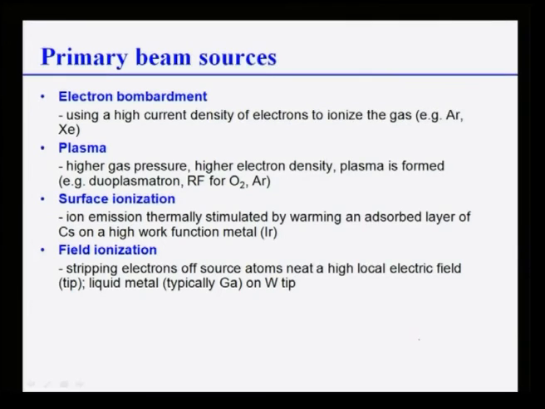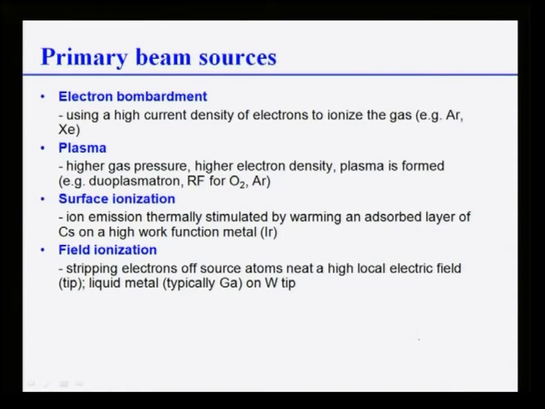You can have high current density of electrons, like to ionize basically argon or xenon. You can always use plasma. Plasma is nothing but ionic charge gas. It is a high pressure gas, high electron density, and plasma is formed, normally is formed in duoplasmatron, which I discussed. You can always have a radio frequency source for oxygen and argon.